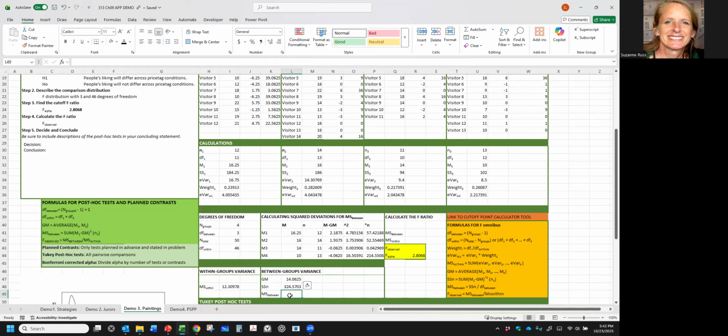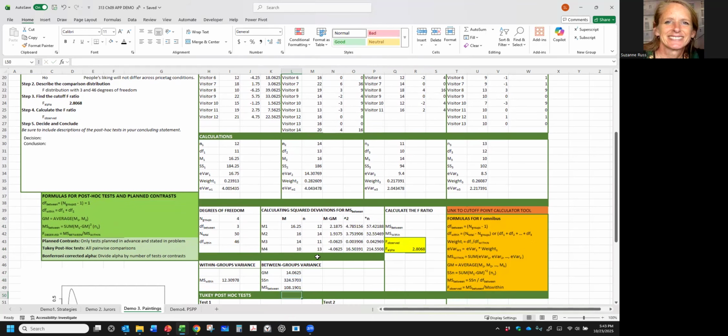And our MS between is just going to take this sum of squares and divide by our degrees of freedom for between. That's what we're calculating. Equals our sum of squares divided by DF between. And that's our MS between.